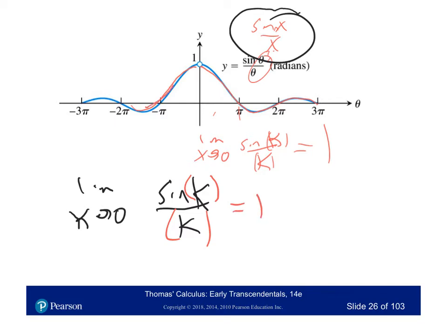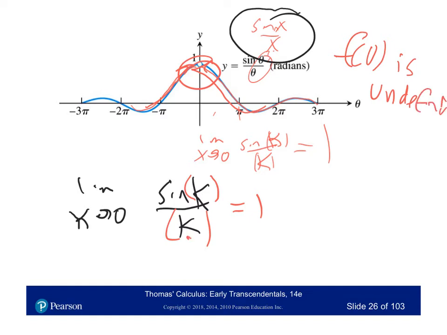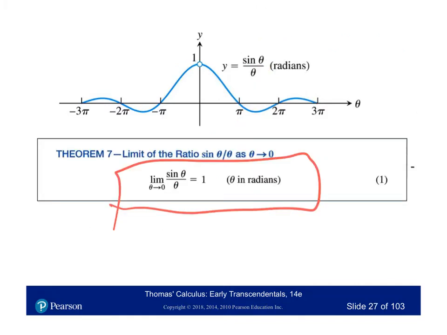Look at the graph from the left. Look at the graph from the right. But there's a hole there. It's undefined. F of 0 is undefined because obviously k cannot be 0. The denominator cannot be 0. There's a theorem, and we can use that in a variety of ways.